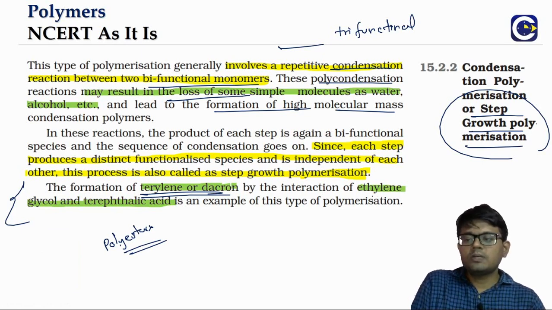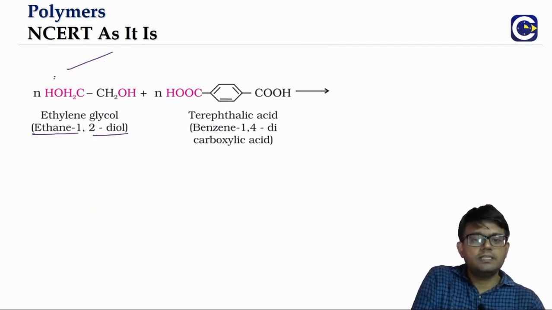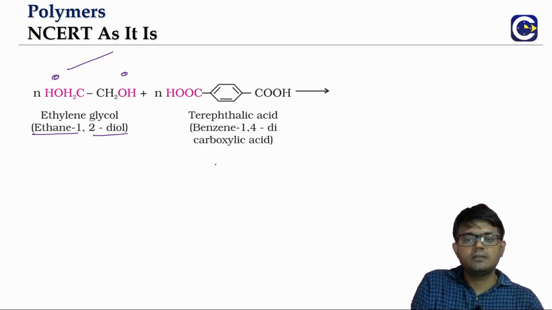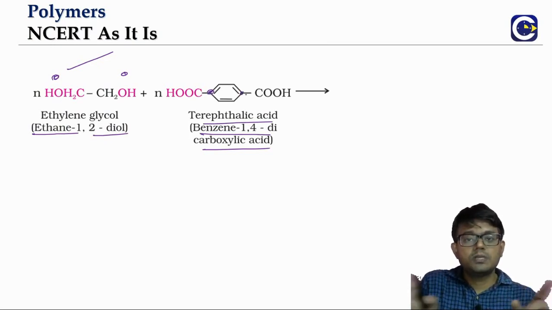The monomers for this are ethylene glycol and terephthalic acid. So we will see the structures. Ethylene glycol is ethane 1,2 diol. We see there are two functional groups, bifunctional. Terephthalic acid is benzene 1,4 dicarboxylic acid. On the benzene ring we will have carboxylic groups at both para positions with respect to each other. This is also bifunctional.